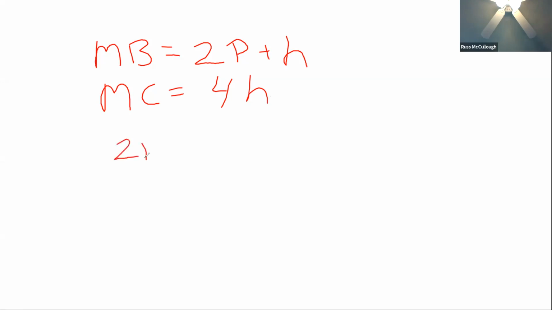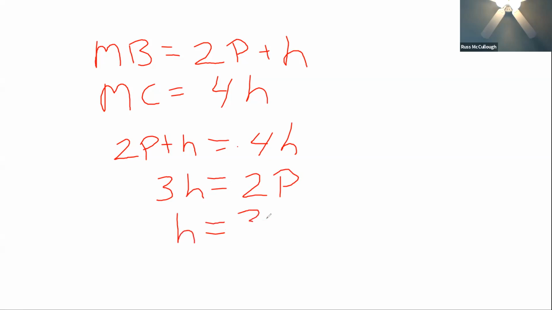So then we've got 2P plus H equals 4H. Looks like 3H equals 2P. Again, I'm skipping some steps here. And then H equals 2/3 P. So that would be the optimal building height. It should be 2/3 of the price.